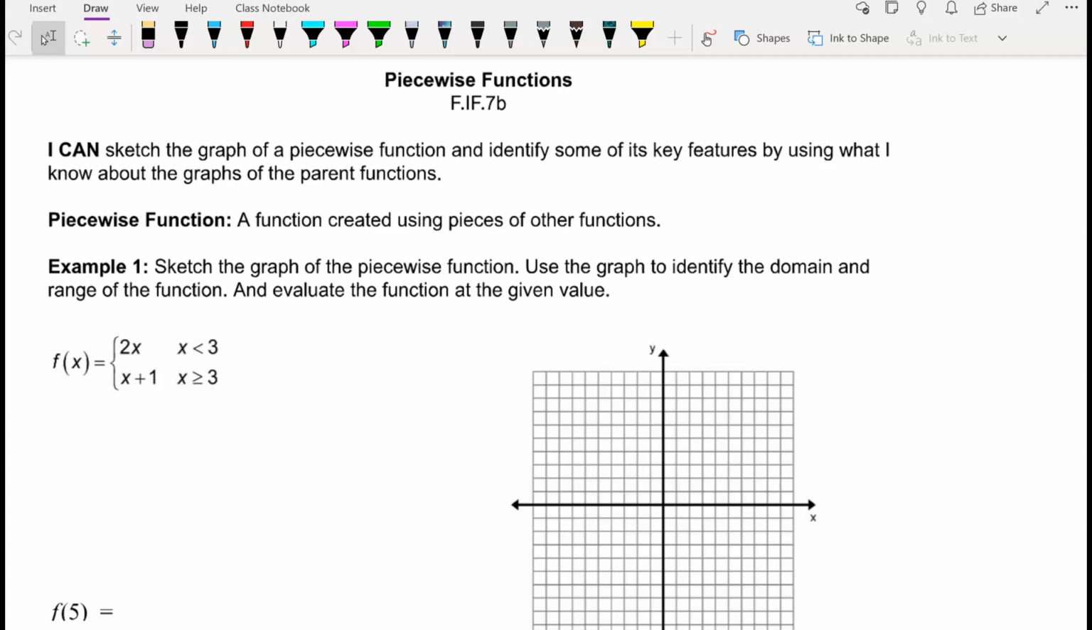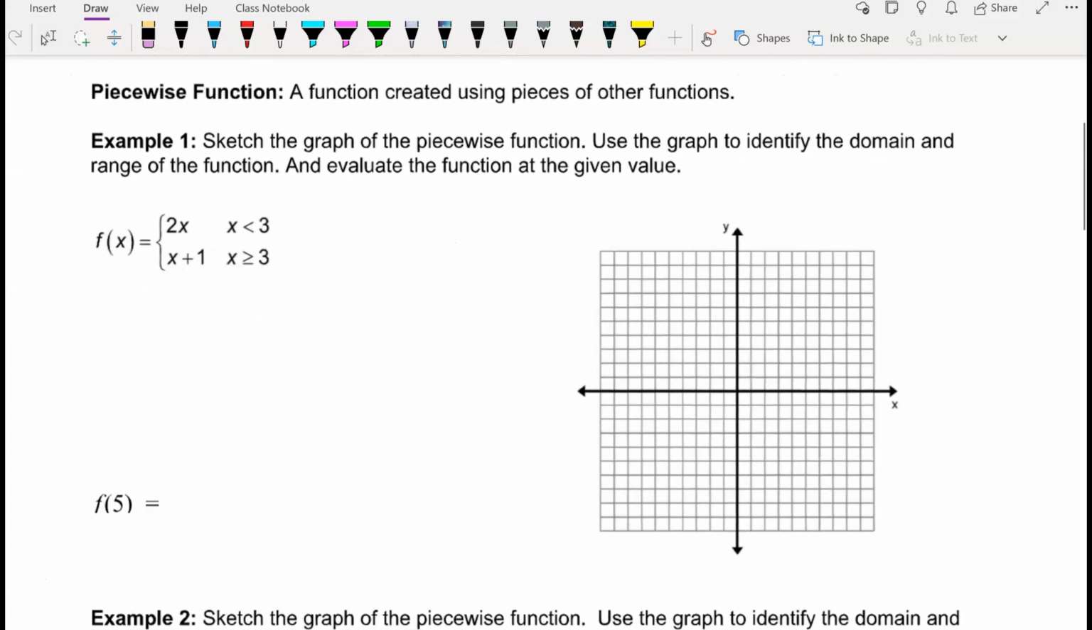So we're sketching graphs with piecewise functions and identifying some of its key features by using what we know about graphs of the parent functions. Piecewise functions are functions created using pieces of other functions. It says, sketch the graph of the piecewise function, use the graph to identify the domain and range of the function, and evaluate the function at a given value.